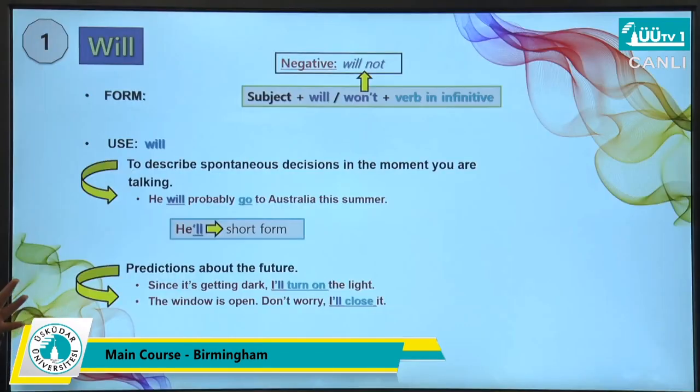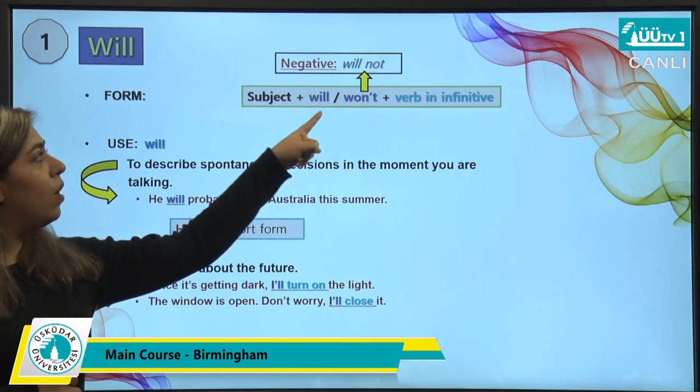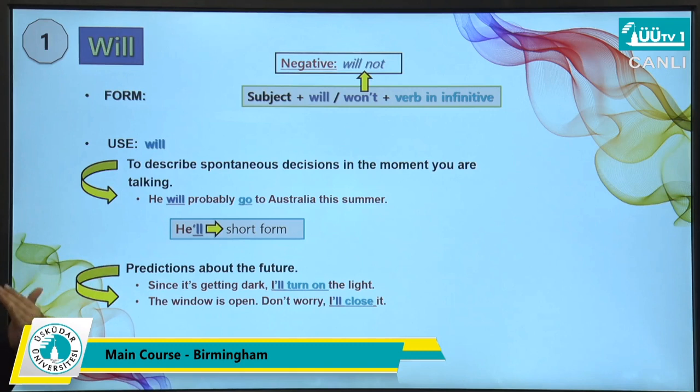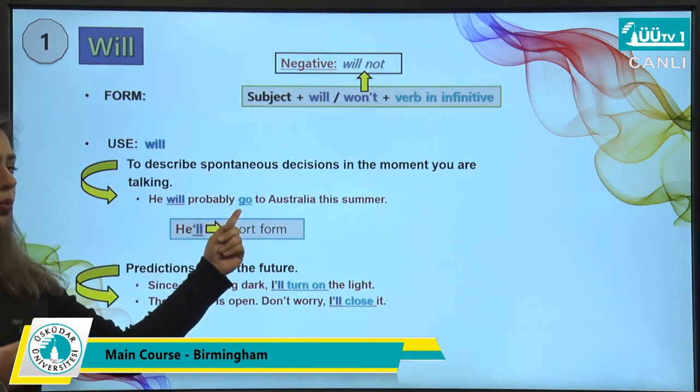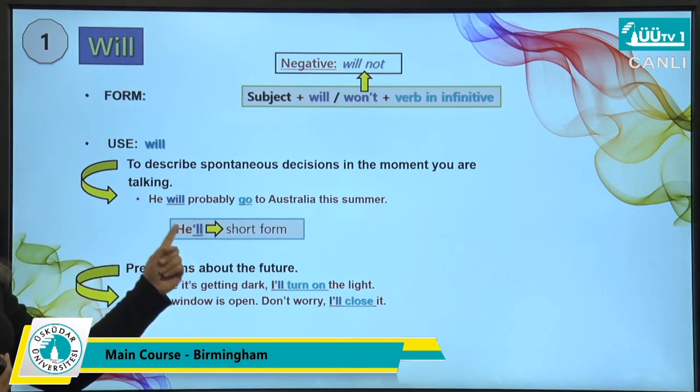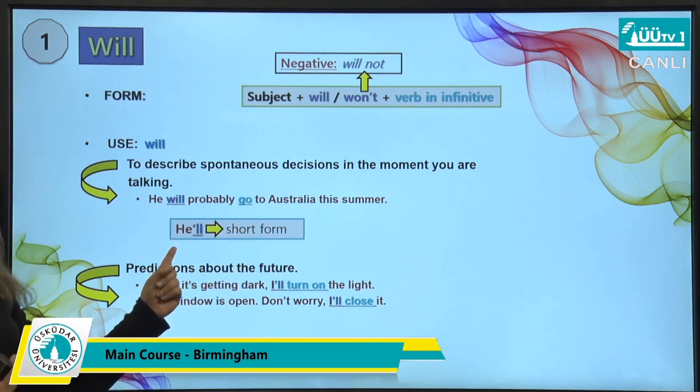When do we use will? We use will to describe spontaneous decisions in the moment that we are talking. What is the meaning of spontaneous decisions? The decisions that you make at the moment of speaking. For example, he will probably go to Australia this summer. You're just making a decision, just thinking about something that he will probably do in the future. So, as you see, subject plus will or won't, which is the negative form of will not, plus verb infinitive. What is the meaning of verb infinitive? It is the base form of the verb without anything, like go, the simple form of the verb. And also, as you can see here, he'll probably go to Australia this summer. That is the short form of he will.